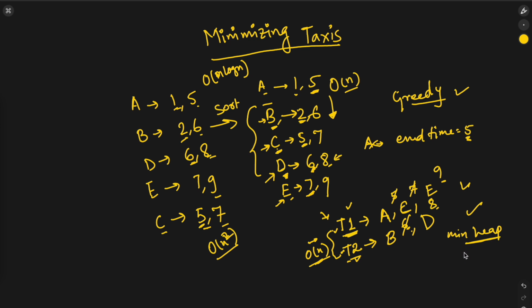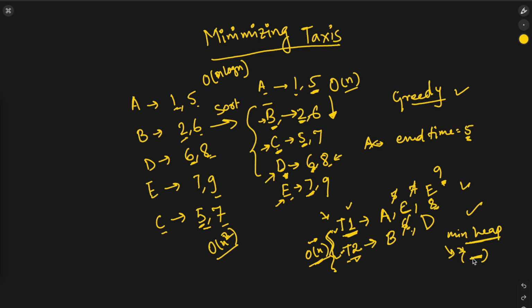So at any given point of time, the top element in the Min-Heap, that means the top taxi in the Min-Heap, will have the smallest end time. So when we check if a trip can be assigned to any of the existing taxis, we don't need to go through all the taxis' end times. What we'll do is look at the top element in the Min-Heap. Basically, the top taxi will have the smallest end time. And when you're checking for a trip, you'll just compare it with the top one.